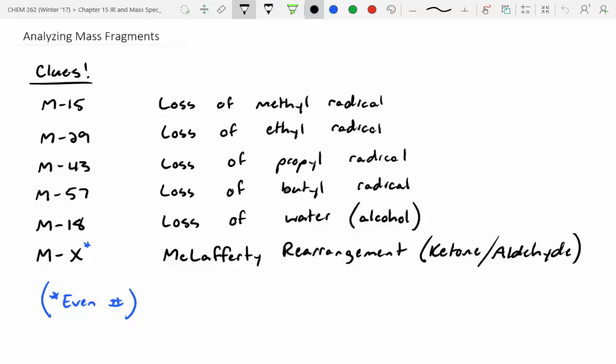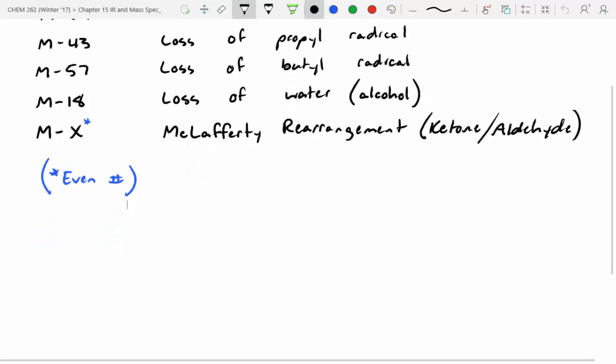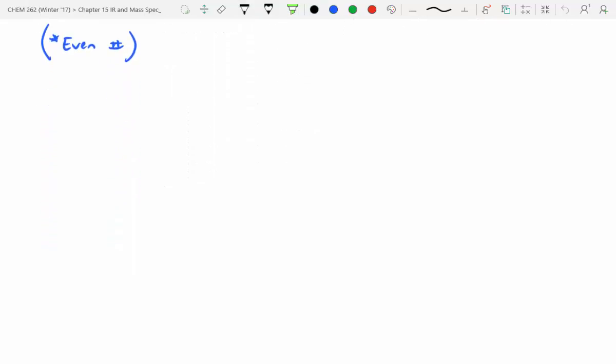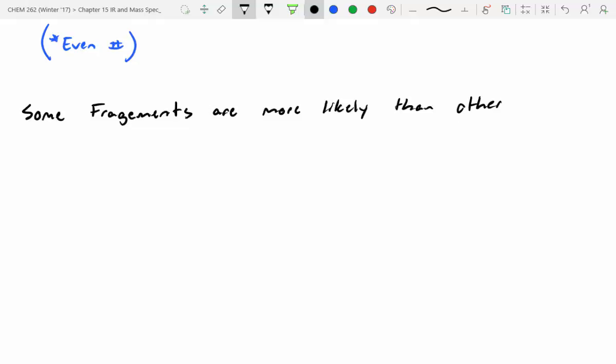Okay, so we said the other day that some fragments show up a lot more intensely than others too, right? What impacts that? The stability of the carbocations. Okay, so let's make some notes. Some fragments are more likely than others, meaning that they show up at a much, much greater intensity.